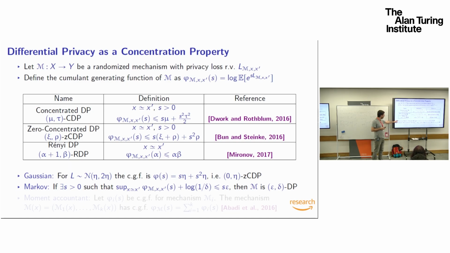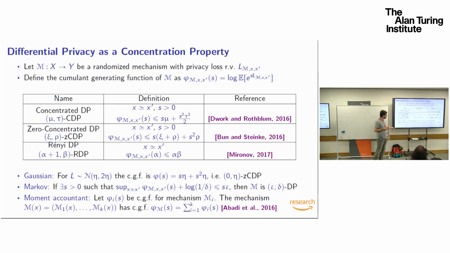So these are the two things that motivate this. One of the most important properties of these definitions is that the composition is exact. You lose nothing by doing composition when you're working with cumulant generating functions. And that's what this says.